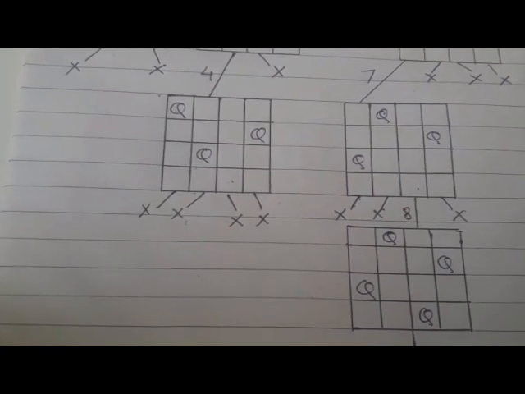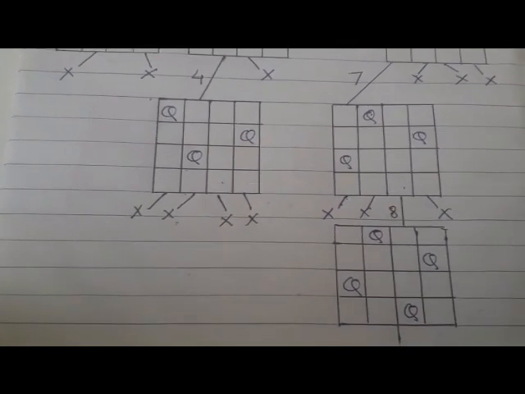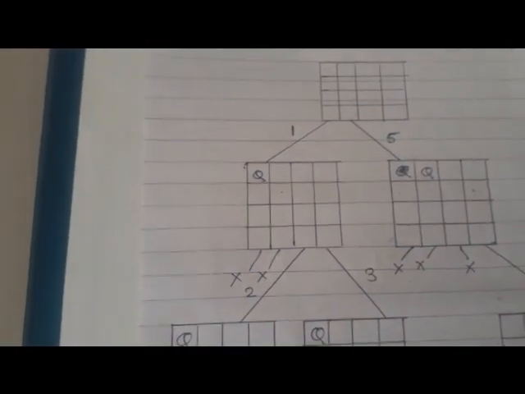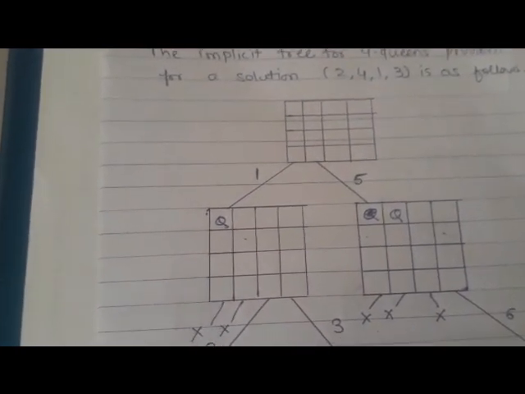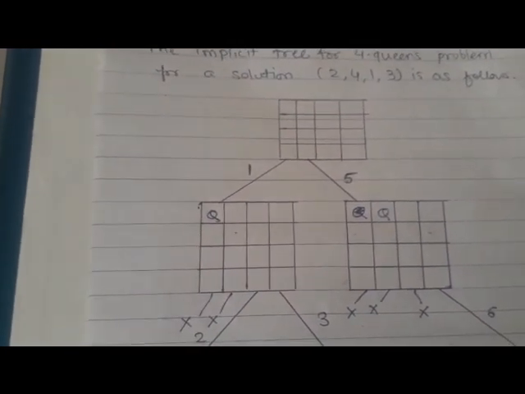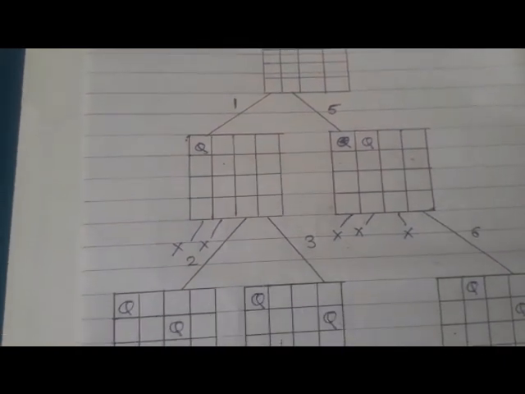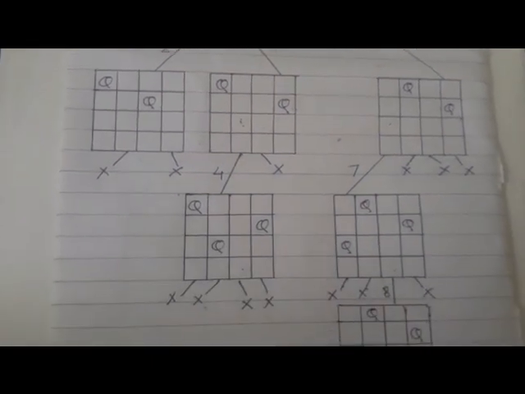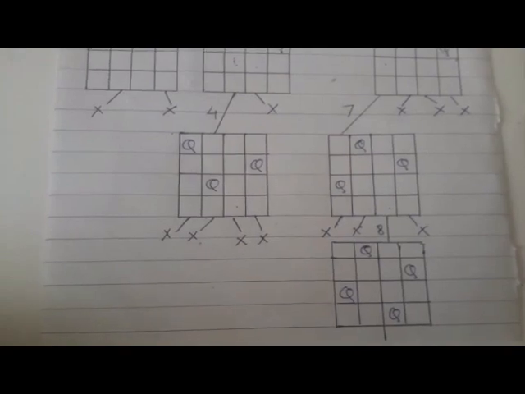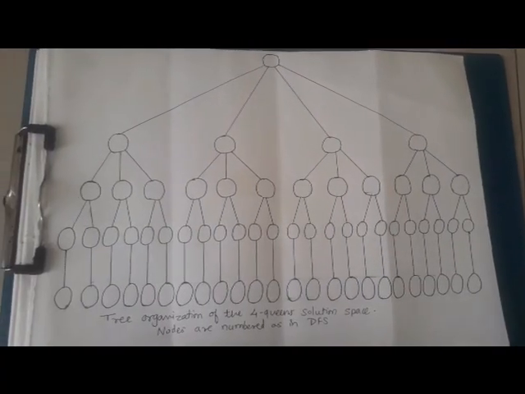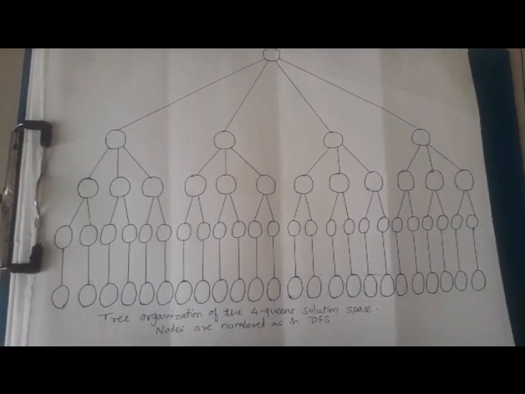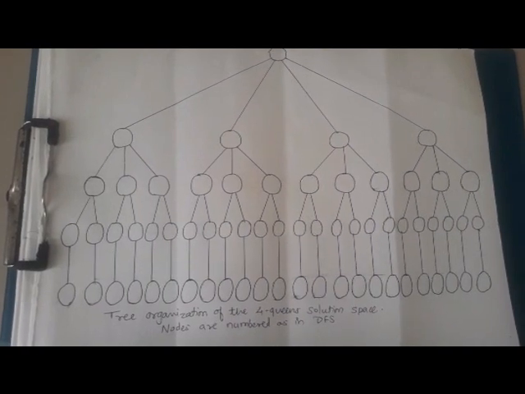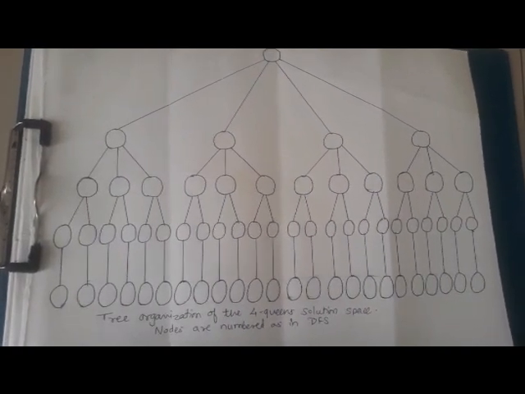Now here we place our fourth queen in the third column. In this way we have created this implicit tree for the 4 queens problem. A solution, 2413, is as follows. Now we can use a backtracking method to generate the necessary nodes and stop if the next node violates the rule, that is, if 2 queens are attacking.